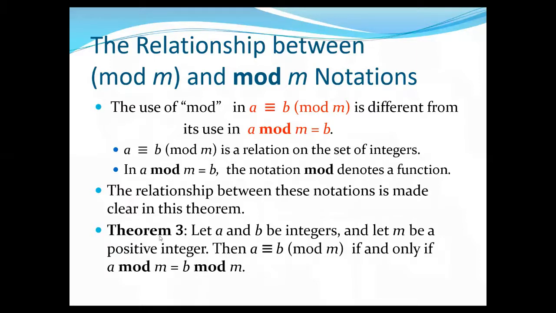So we have theorem number 3. Let a and b be integers and let m be a positive integer. Then a is congruent to b mod m if and only if a mod m is equal to b mod m. So it means when we divide a by m and b by m, it will yield the same result, the same integer. So we could say that they are congruent. So that's another property of the congruence relationship.